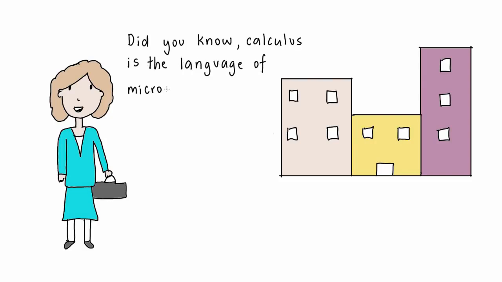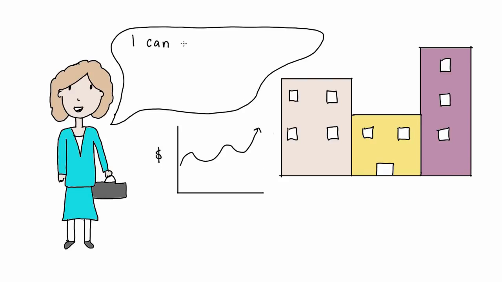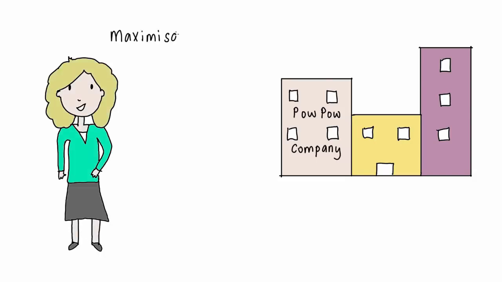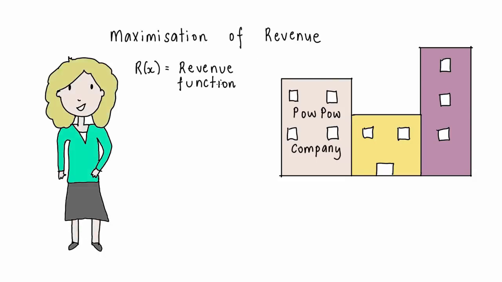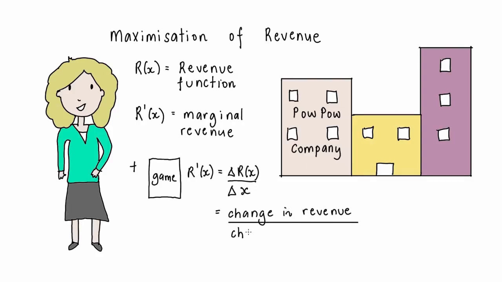In actual fact, calculus provides the language of microeconomics and the means by which economists can model and solve financial problems. Let's see how we can apply calculus to maximise your profits in your theoretical video game business PowPow. Revenue function is given by R(x). Marginal revenue, R'(x), is the first derivative of revenue. This is the increase in revenue generated when producing one additional video game: change in revenue divided by change in quantity of video games.